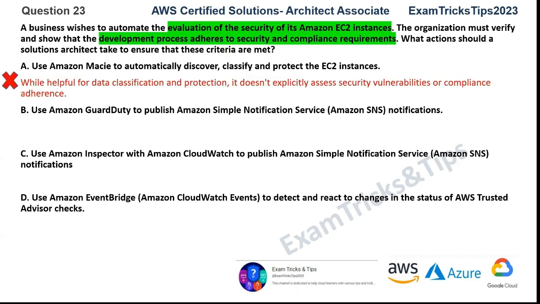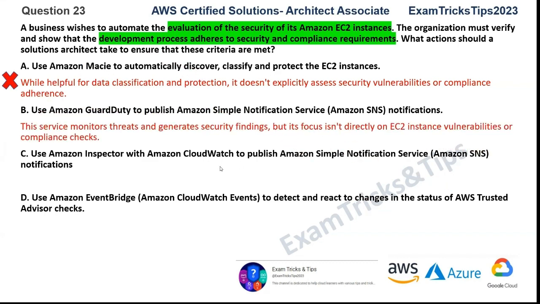Option B says let's use GuardDuty and then publish Amazon SNS notifications. Now GuardDuty monitors threats and generates security findings, but its focus isn't directly on EC2 instance vulnerability or compliance checks. So this is not a correct answer if you have to do an automated evaluation of security of Amazon EC2 instances. So that's incorrect as well.